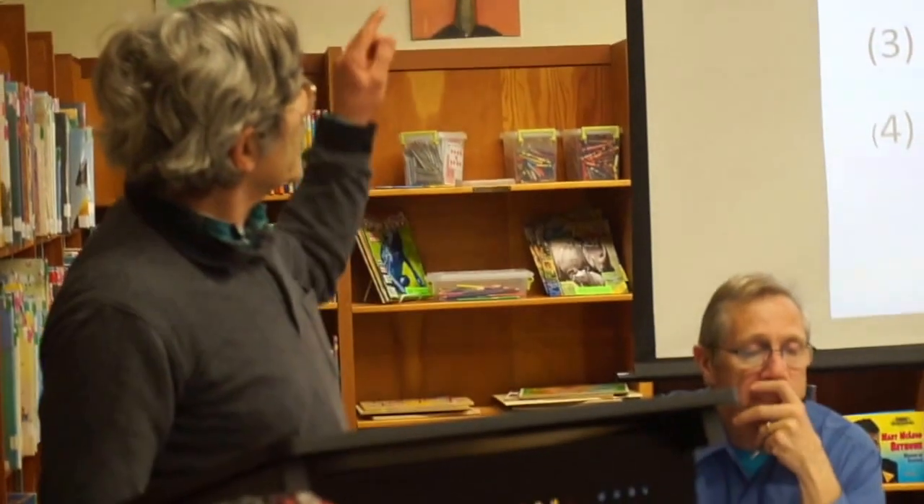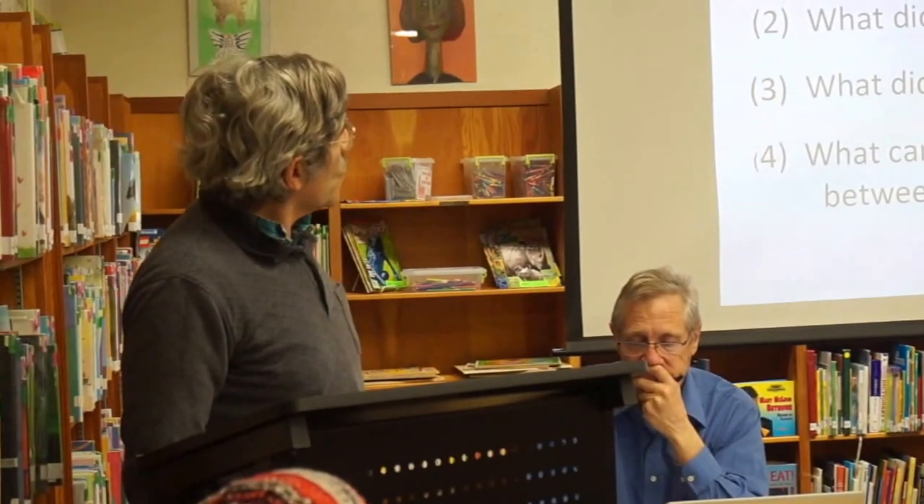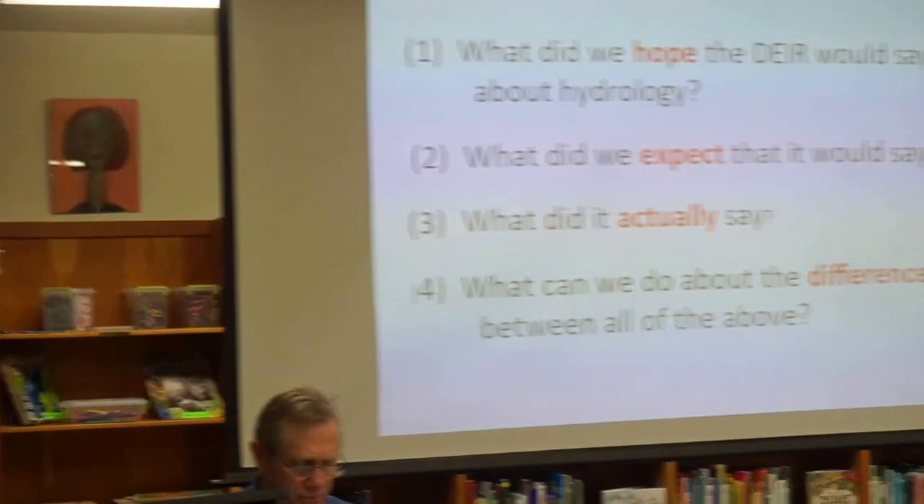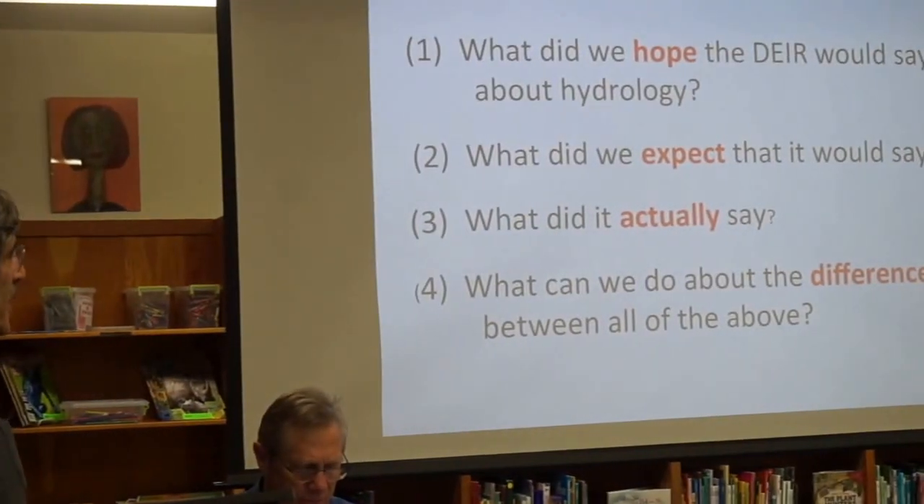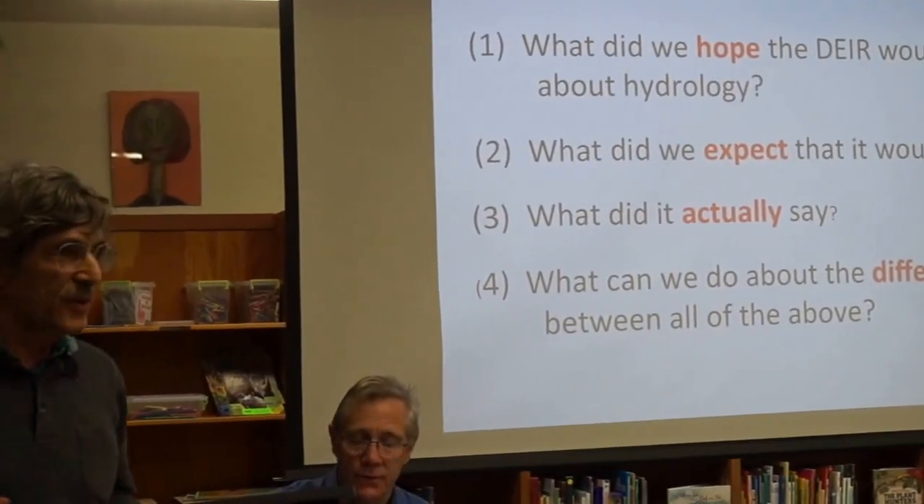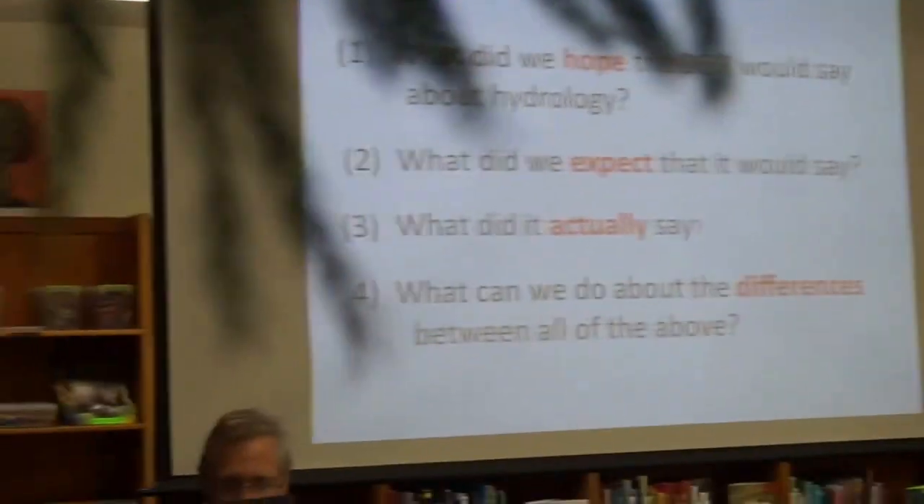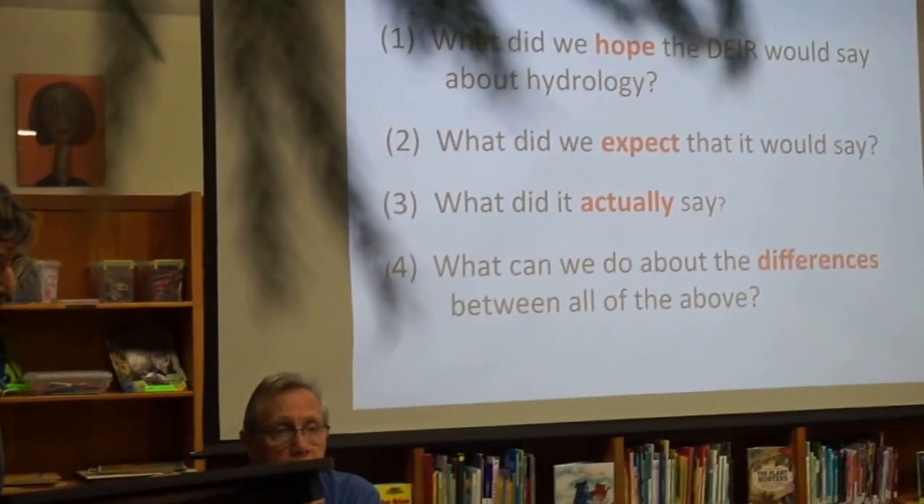The questions we're going to look at are, what did we hope the DEIR, the draft EIR, would say about hydrology? What did we expect that it would say? What did it actually say? And what can we do about the differences between all of those above? So first, what did we hope the draft EIR would say?